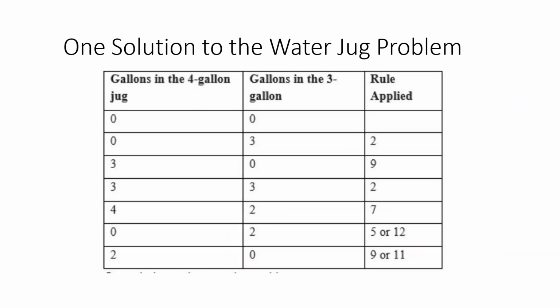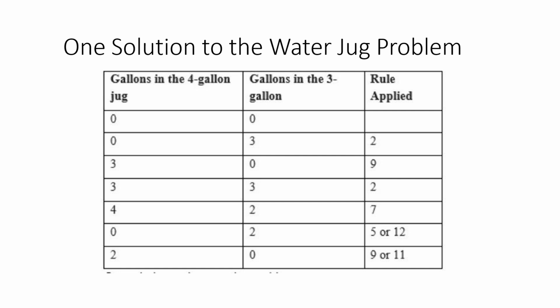So here the initial case is 0, 0. Our 4 gallon jug and 3 gallon jug both are empty. Here it is showing which rule we applied. We have already discussed the production rules, so which rule is applied is also specified in the right column. Initially we are filling the second jug completely, so it will become 0, comma 3. Then we are pouring the water from B to A, so it will become 3, comma 0. Again we are filling jug 2, then it will become 3, comma 3.